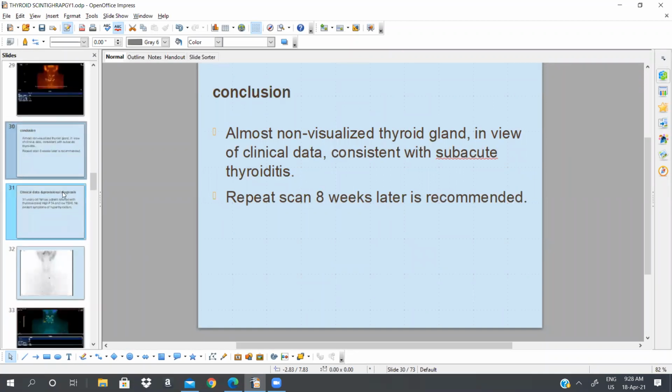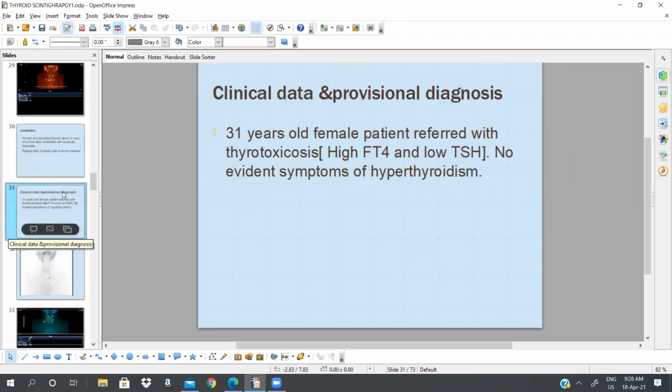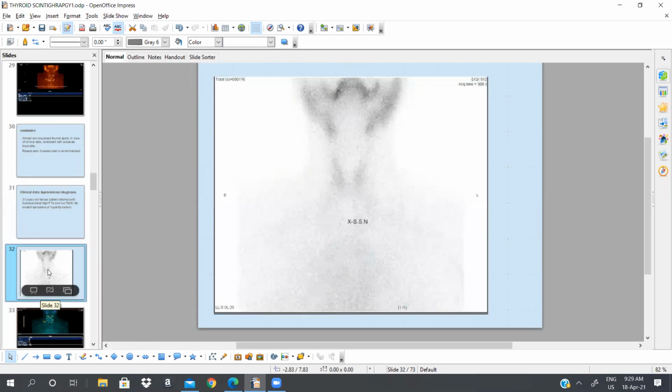Okay, another scenario: a 31 years old female patient referred with thyroid toxicosis, high free T4 and low TSH. No evident symptoms of hyperthyroidism. I mean, there is no exophthalmos, there is no tremor. So we did an image for this patient.